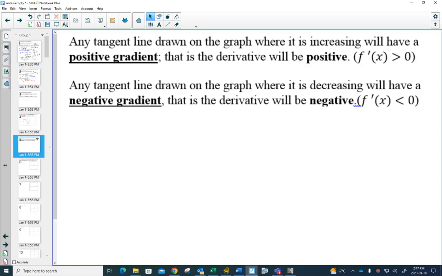Sometimes we use the word gradient for slope, right? You draw a tangent where it's increasing, you'll have a positive slope. And if the slope is positive, that means your derivative would be positive, because all your derivative is doing is finding slopes of tangents. If your slope is negative, that means your derivative is negative.